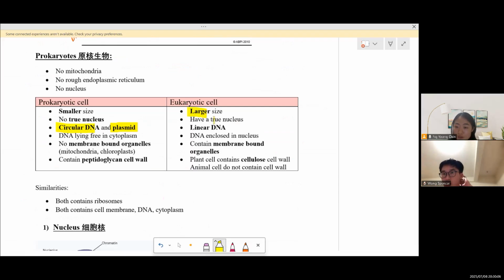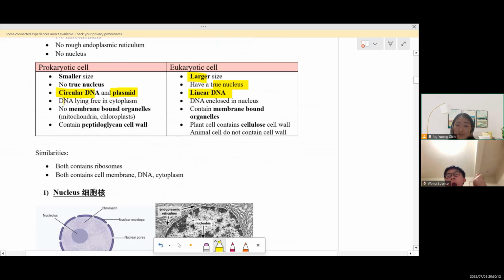And then they have the true nucleus and the linear DNA. In the prokaryotic cell, the DNA is just exposed freely in the cytoplasm. In the eukaryotic cell, the DNA is enclosed in the nucleus. Okay, and that's all. So in the prokaryotic cell, almost all bacterial cells have a cell wall. The cell wall is made of peptidoglycans.